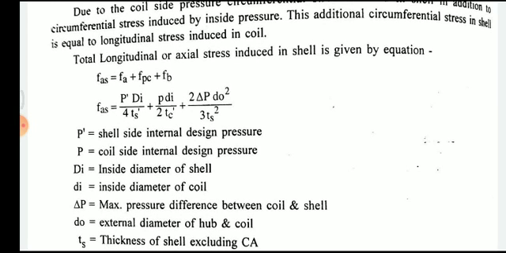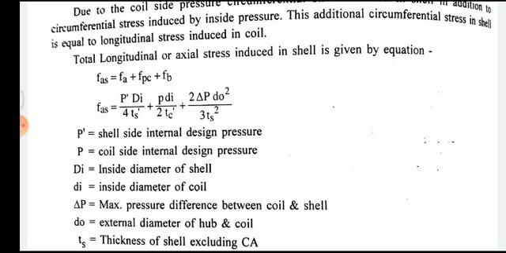So FAS is equal to P dash DI upon 4 into TS dash plus PDI upon 2C dash plus 2 delta P D0 square upon TS square. Okay, total FAS, total longitudinal or axial stress. Okay, and then the formula is said that FAS, P dash DI.